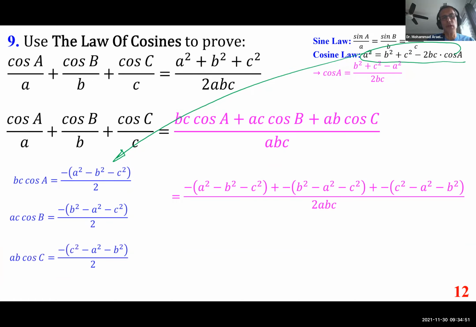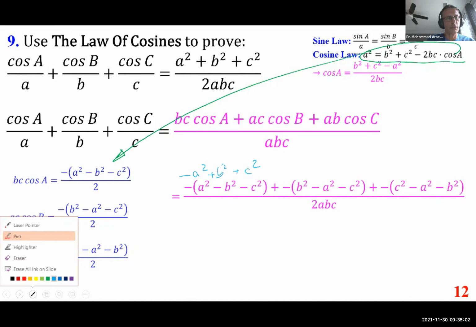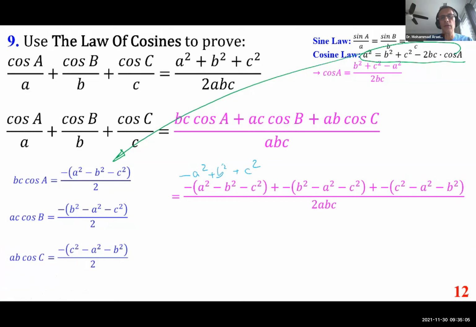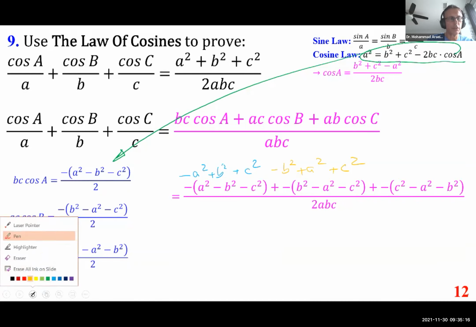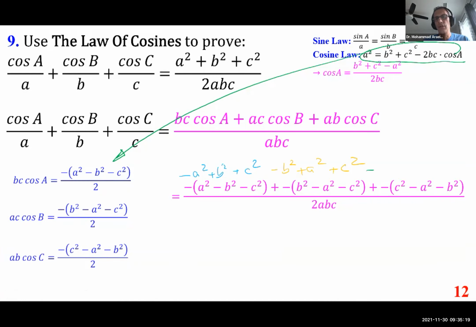So this is, we're going to apply the negative: minus a squared plus b squared plus c squared. I want to use a different color. Minus b squared plus a squared plus c squared. Again, I want to change color. Minus c squared plus a squared plus b squared, and that gives us the right hand side.